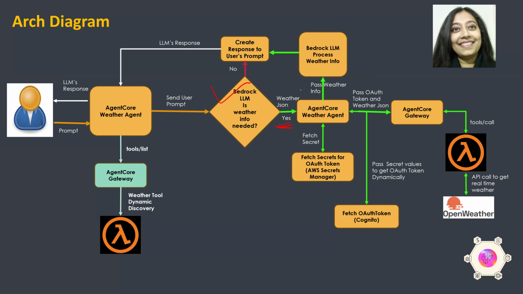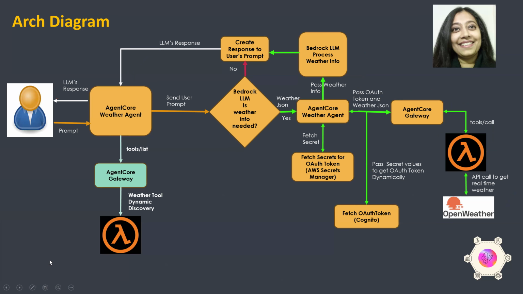That is creating the weather JSON, sending it to the agent, of course the whole OAuth authentication, calling the gateway, Lambda tool, and a weather API. Finally, the weather info reaches a Bedrock LLM. It looks at the weather info that it has received and then generates a response to the user, looking at the weather, whether it is a good day to go sea surfing in Santa Monica or not. And finally, that response is sent to the agent, and the agent sends that response back to the user.